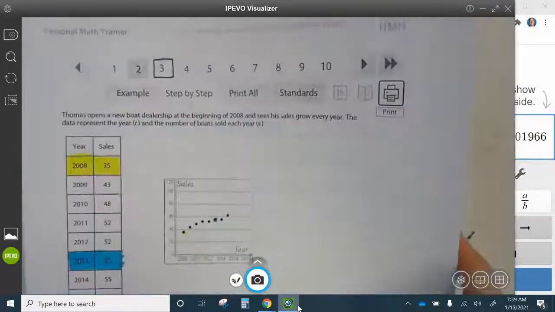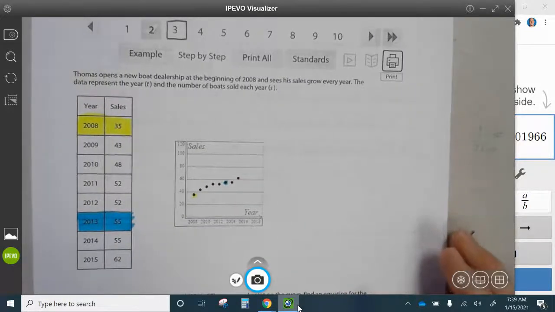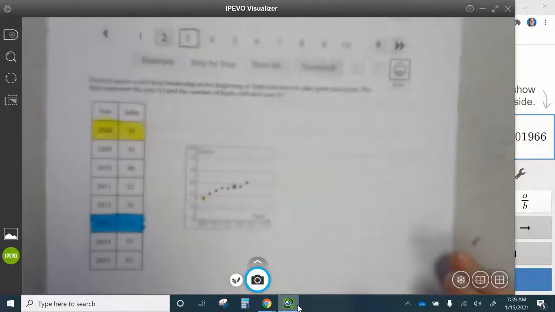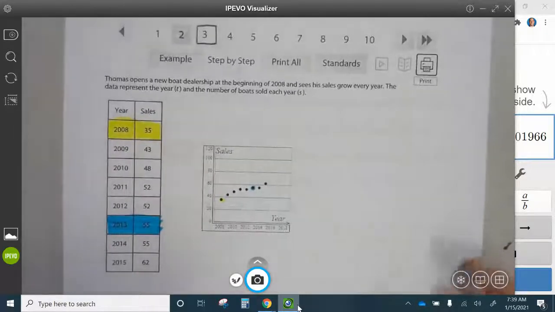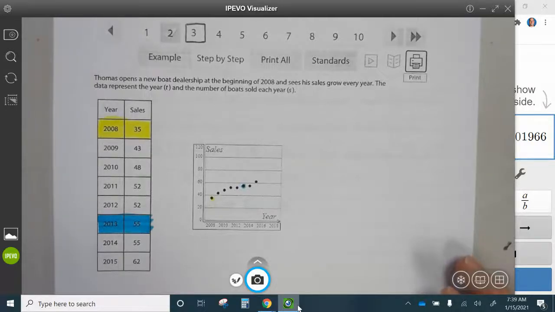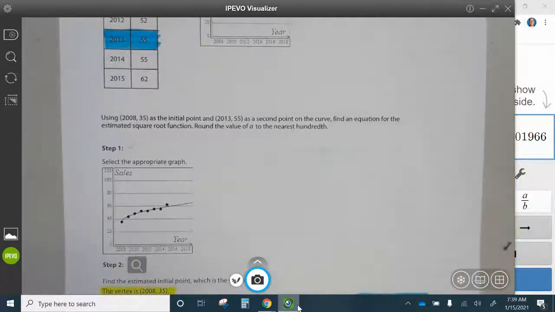All right, question 3. Thomas opens a new boat dealership in the beginning of 2008, and sees his sales grow every year. The data represents a year T and the number of boats sold each year. Now, use 2008, 35 as the initial point and 2013, 55 as the second point on the curve. Find an equation for the estimated square root function.